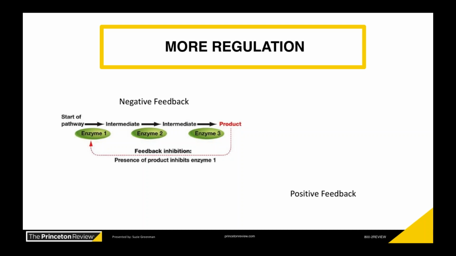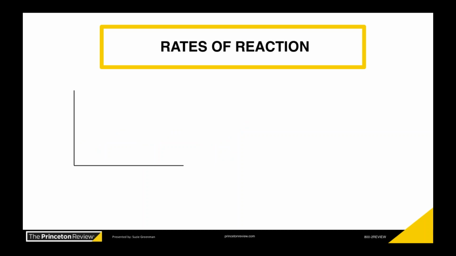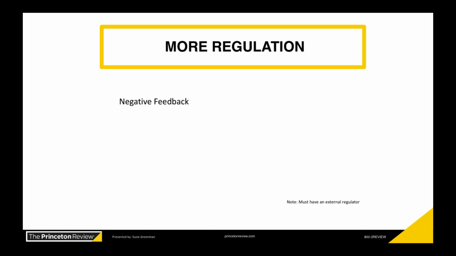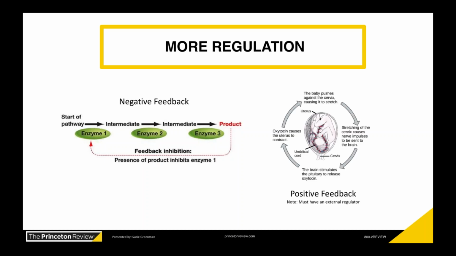So positive feedback is when the product helps to create whatever was previously, sorry guys, we're having an issue with my slides. Positive feedback is instead of inhibiting, I'm going to promote something earlier on in the cycle. So a perfect example of this is the oxytocin uterine contraction cycle within childbirth.